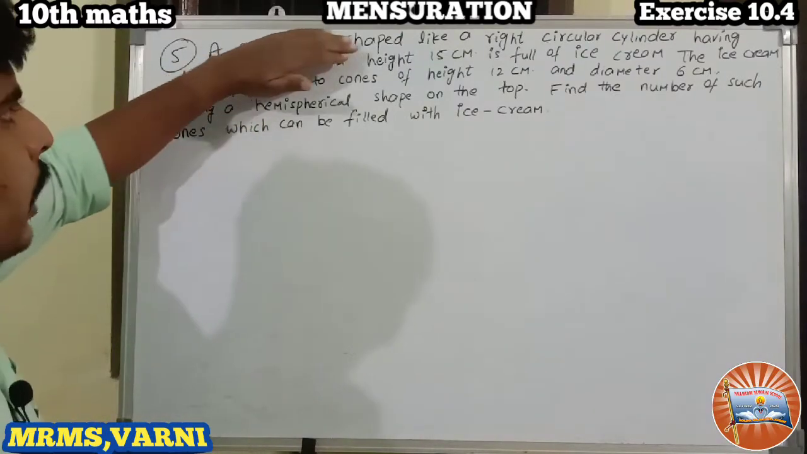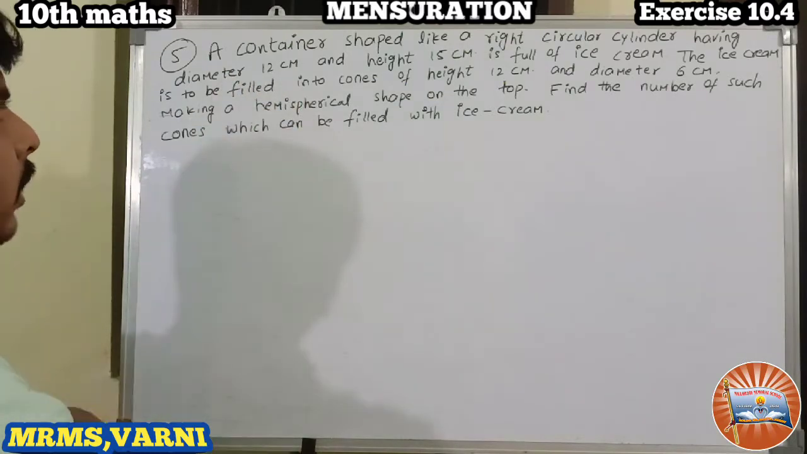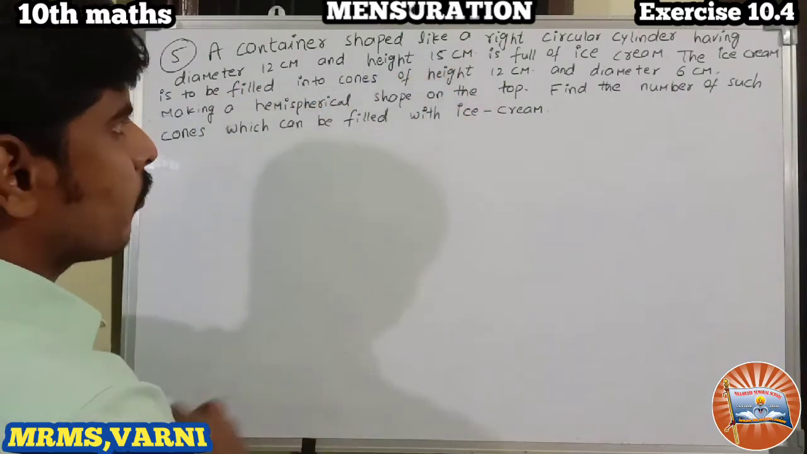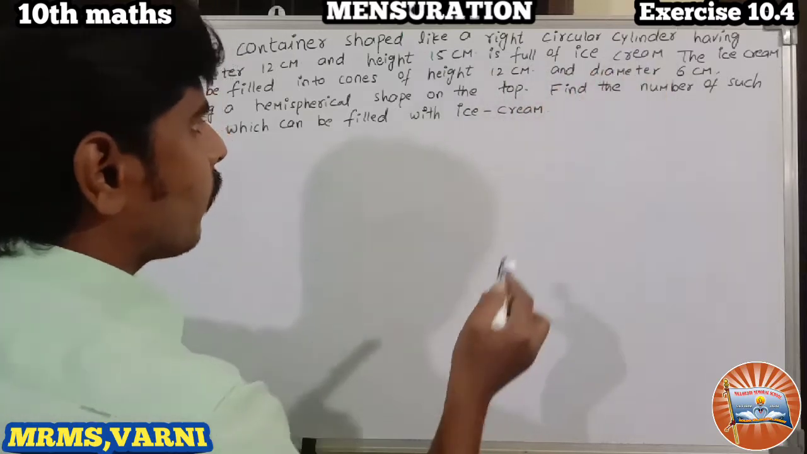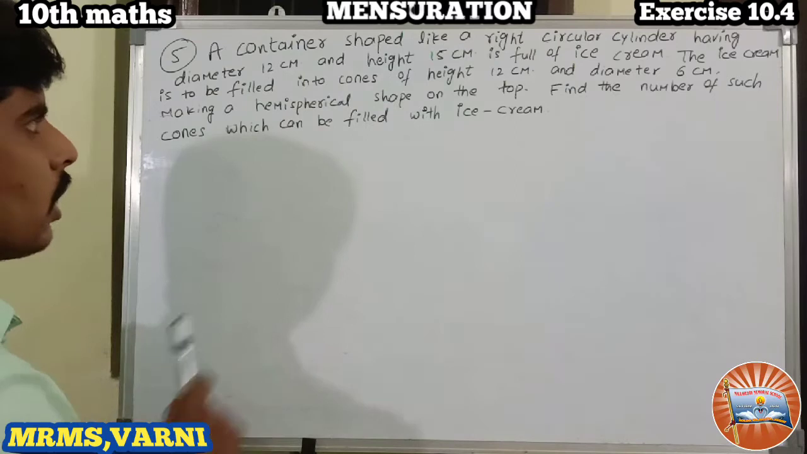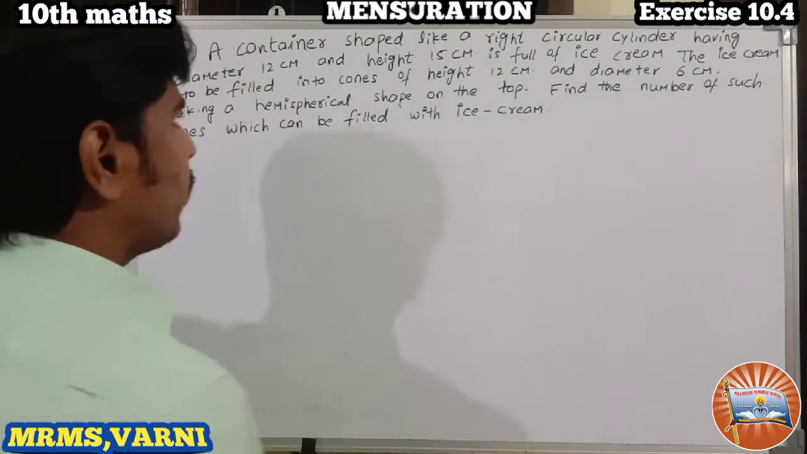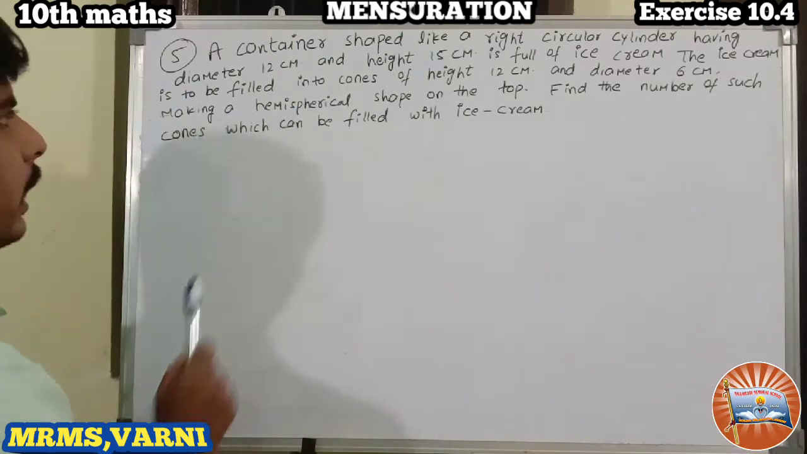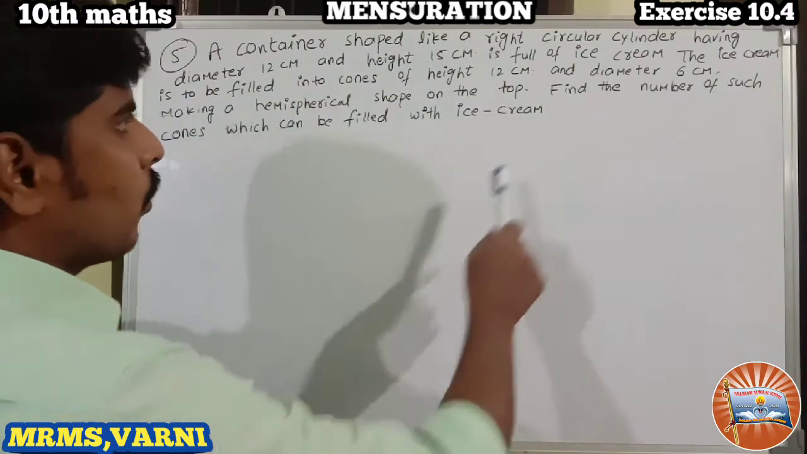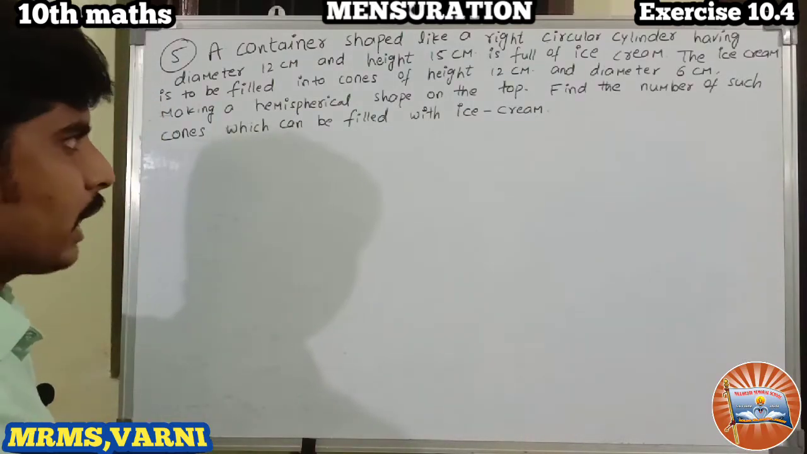A container shaped like a right circular cylinder having diameter 12 centimeter and height 15 centimeter is full of ice cream. The ice cream is to be filled into cones of height 12 centimeter and diameter 6 centimeter, making a hemispherical shape on the top. Find the number of such cones which can be filled with ice cream.